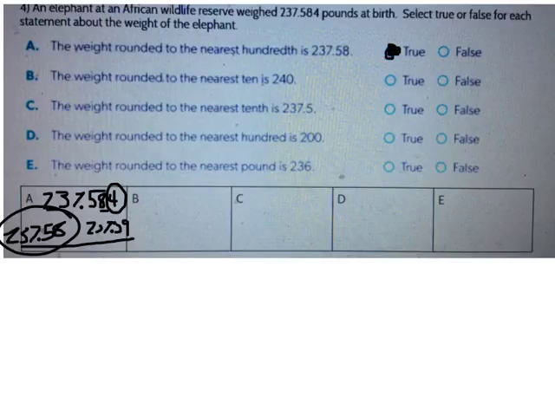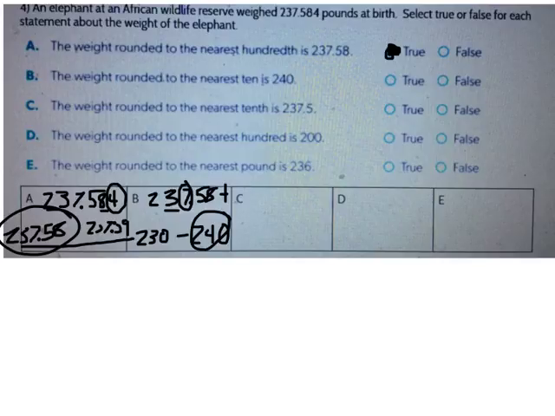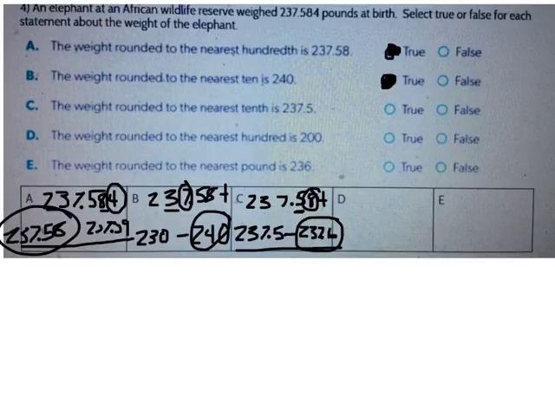Try answer choice B. The weight rounded to the nearest 10 is 240. That's true. Try answer choice C. The weight rounded to the nearest tenth is 237 and 5/10. That's false. It would be 237 and 6/10. Try the next one. The weight rounded to the nearest hundred is 200. That's true.